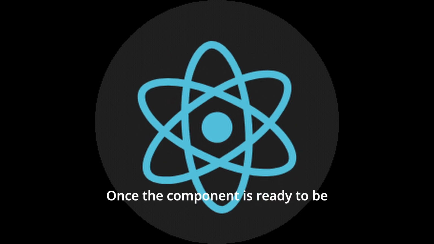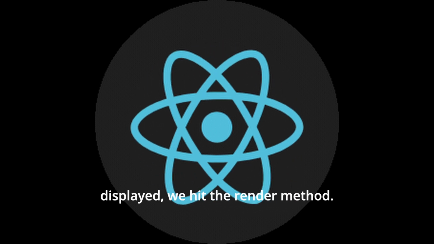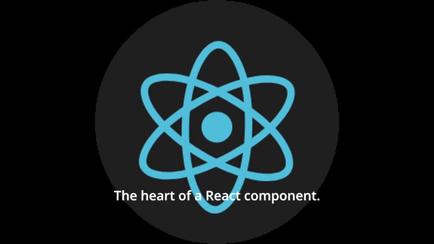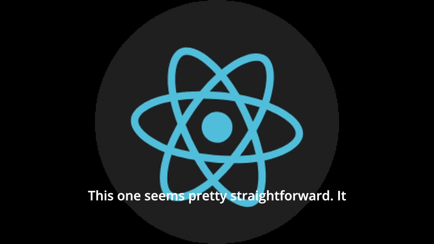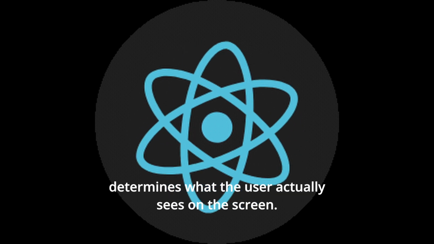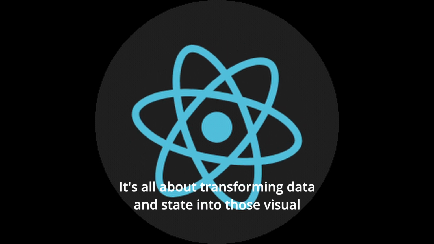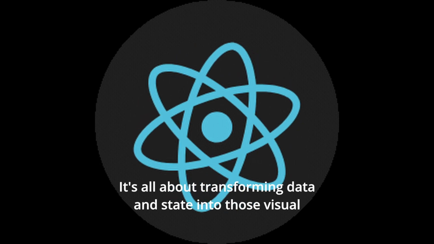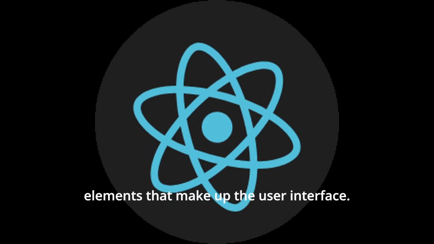Precisely. Once the component is ready to be displayed, we hit the render method. The heart of a React component. This one seems pretty straightforward. It determines what the user actually sees on the screen. It's all about transforming data and state into those visual elements that make up the user interface.